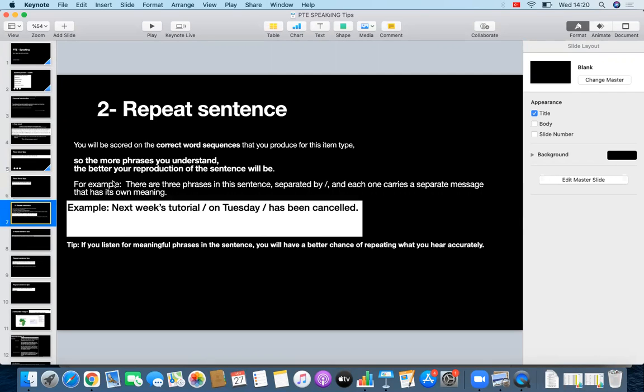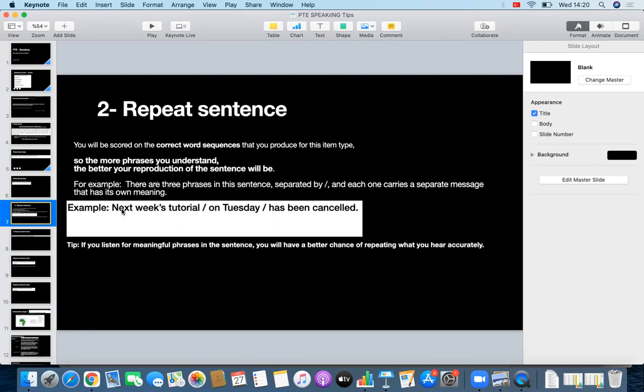Right, let's move on to the second part, which is repeat sentence. In this one, there's an example you can see. Next week's tutorial on Tuesday has been cancelled. So if you produce the correct word sequences for this exam type, the computer will understand the phrases better and you will be able to produce better sentences.